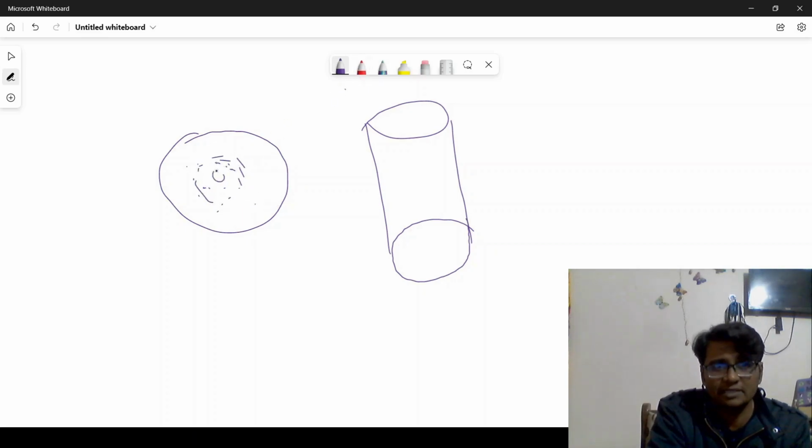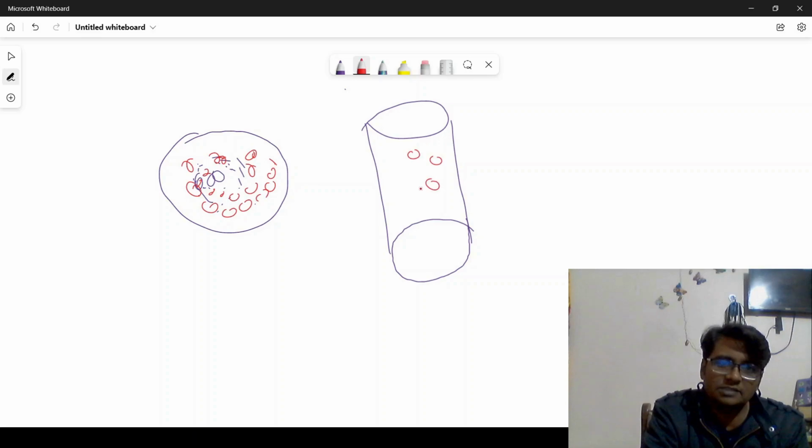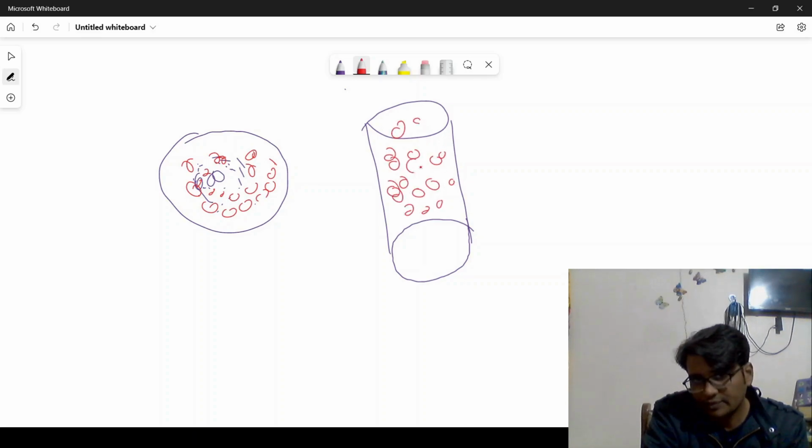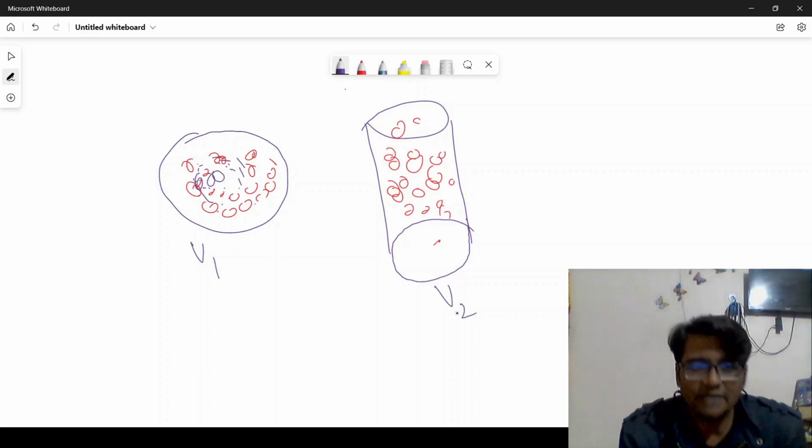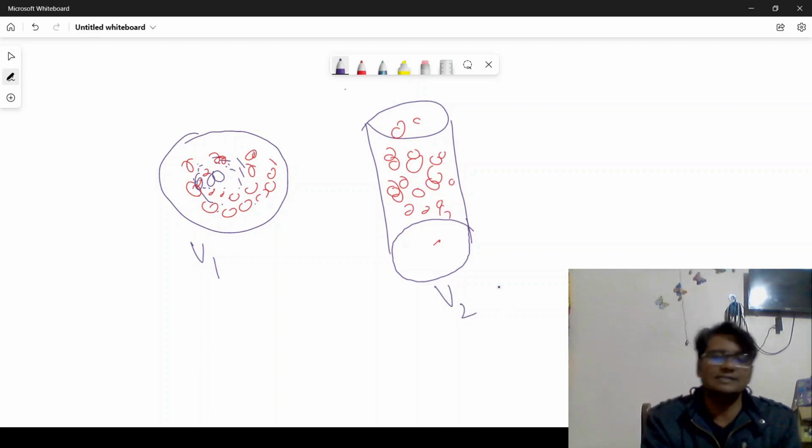Let it be of red color. The red color gas is there inside this spherical container, and here also the red color gas is there in the cylindrical container. Okay, fine. Suppose the first has volume V1 and the second has volume V2, then we ask how much gas is there inside it.